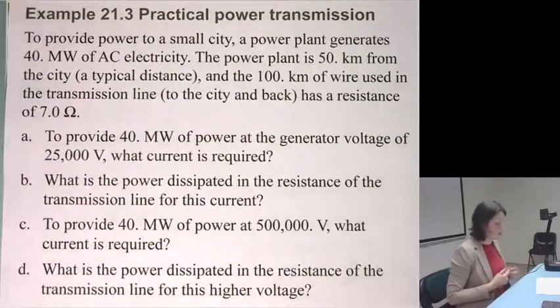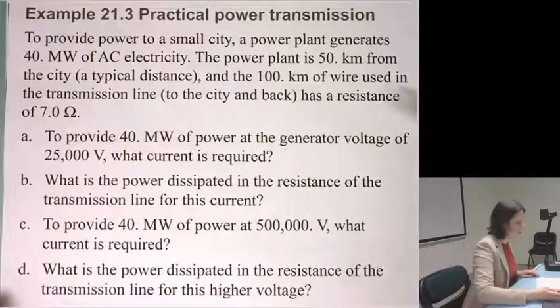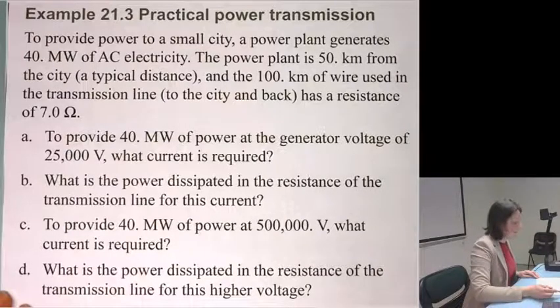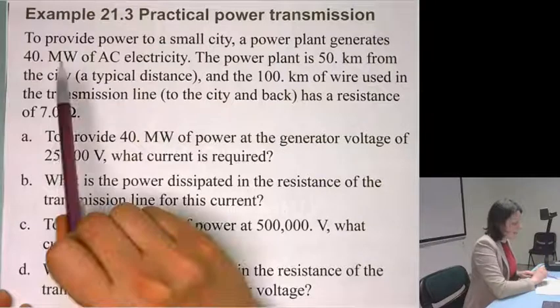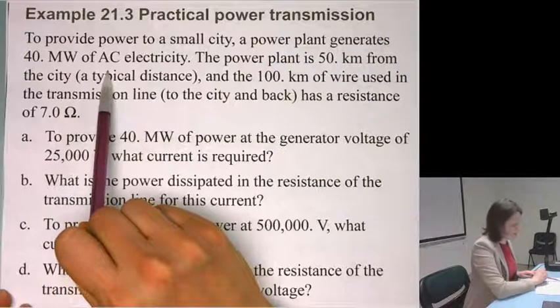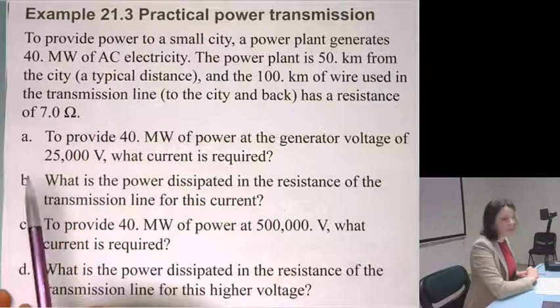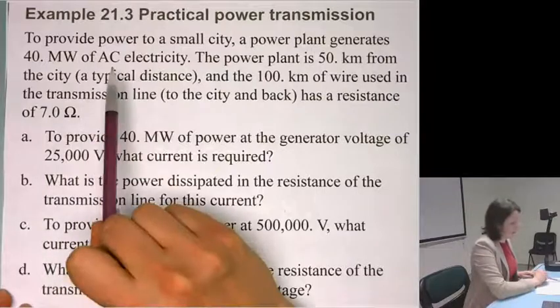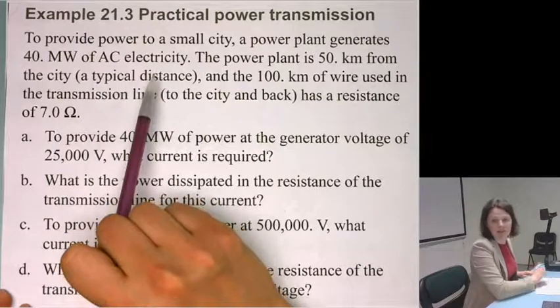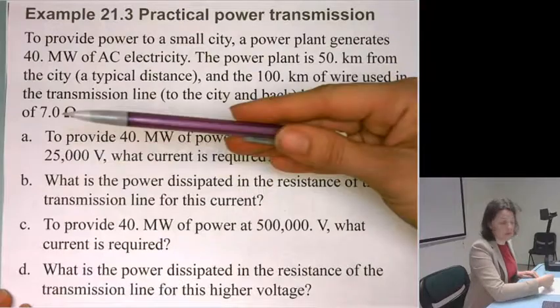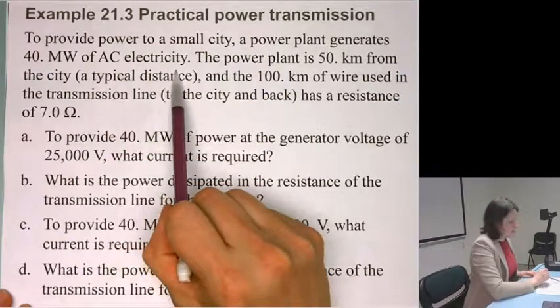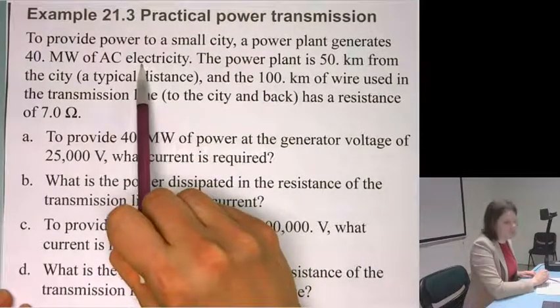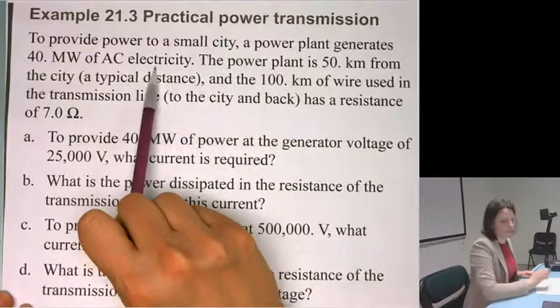So practical power transmission. We want to provide power to a small city, and the power plant generates 40 megawatts of electricity. It's AC. The only reason that we're saying that it's AC here is because we want to make a point that this is something that's going to work with the transformer. Induction only works with AC electricity, but we don't need to worry about any special formulas with that.